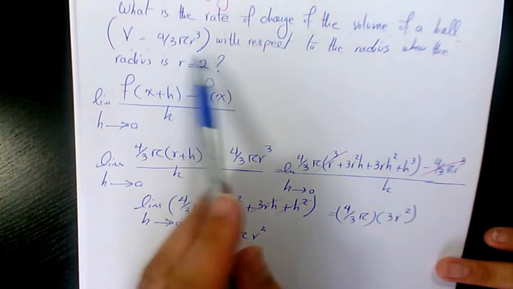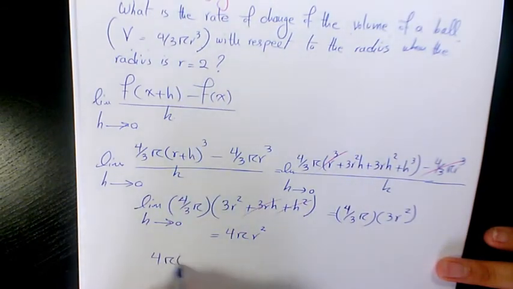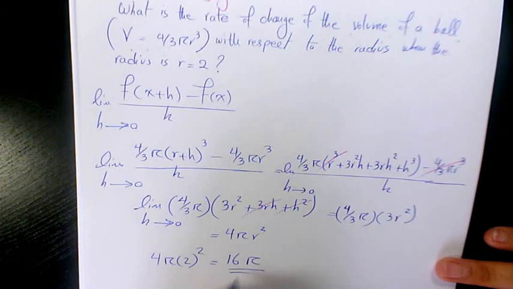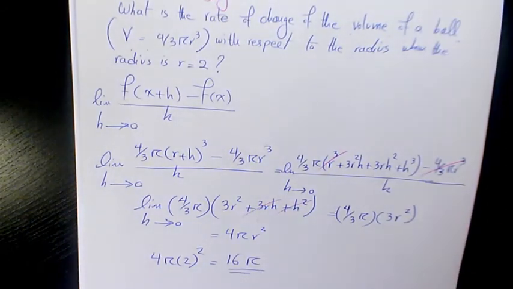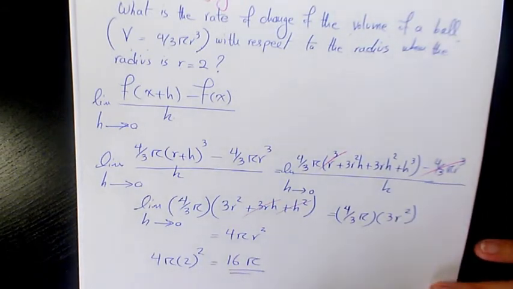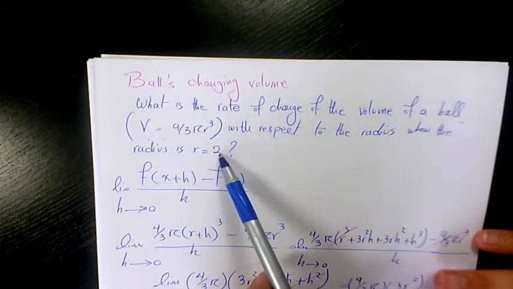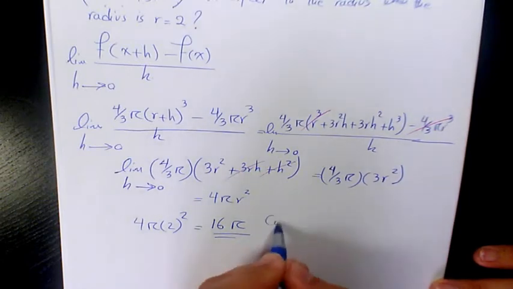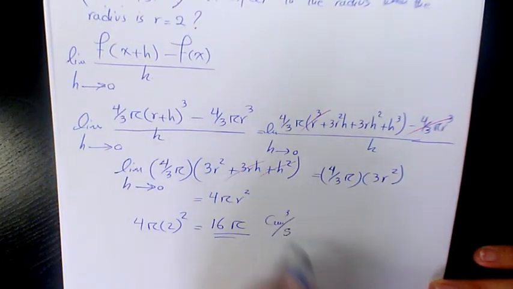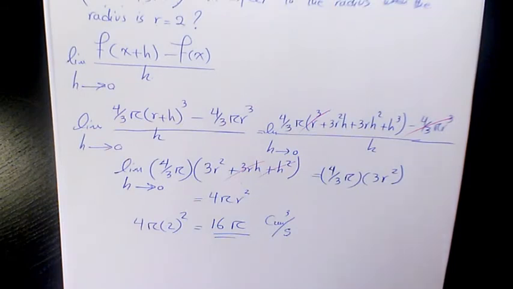When you sub r equals 2, it's going to be 4 pi 2 squared. That's 4 pi times 4, which is 16 pi. This is the rate of change of the ball's volume. The unit of r is not given here, but if we assume that it's centimeter, the rate of change of volume is going to be cubic centimeter per second. That's how we find out the unit of the rate of change.